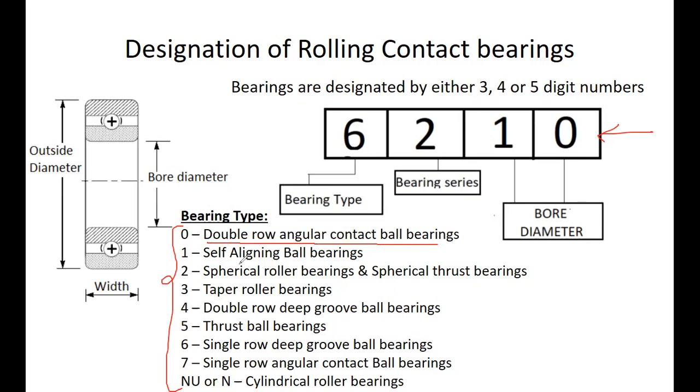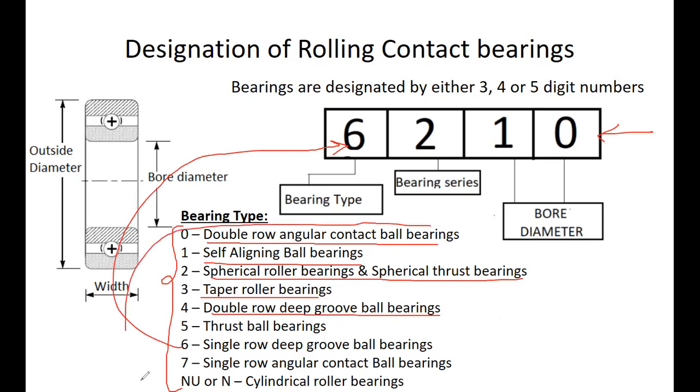1 indicates self-aligning bearings. 2 indicates self-roller bearings or spherical thrust bearings. 3 indicates taper roller bearings. Double row deep groove bearings. Then what does 6 indicate? It shows here, it indicates single row deep groove ball bearings.